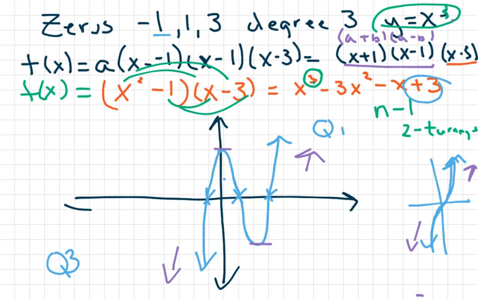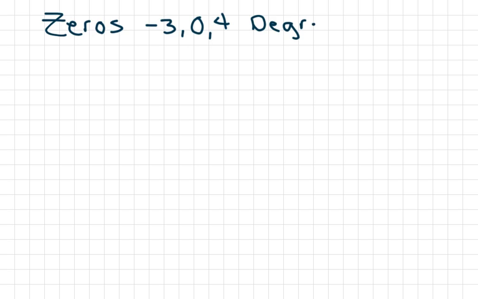Alright, so let's do another one. We want to form a polynomial for, let's see, we have zeros -3, 0, and 4. The degree is 3. So our power function is y equals x cubed. That just tells us our end behavior. I form my polynomial f of x equals, what is this? Anyway, let me write it again.